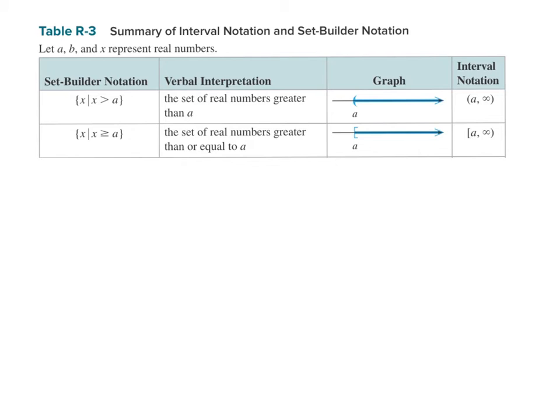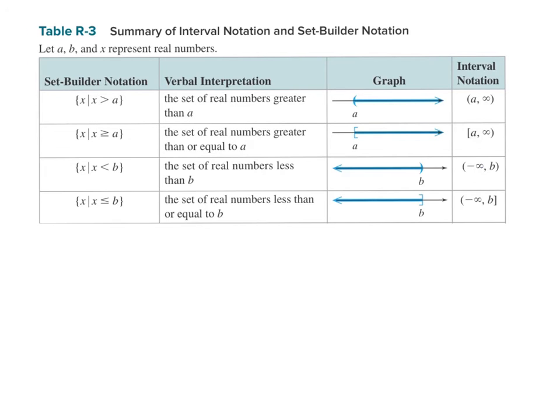If I flip it and go less than, okay, and that's what this is here, so less than b. So notice now I have negative infinity, and since b is not included, I use a parenthesis.